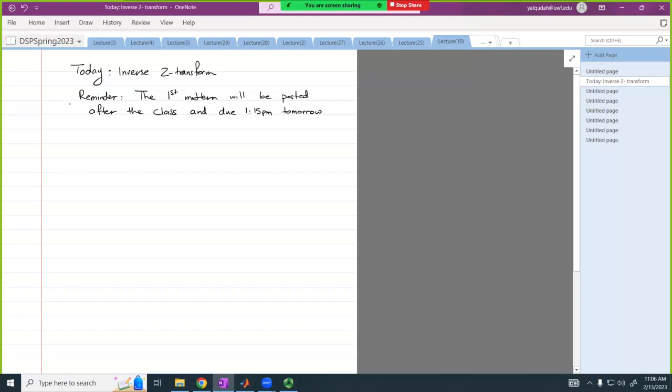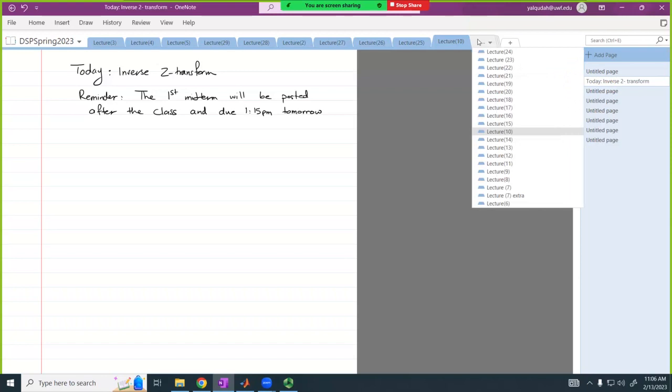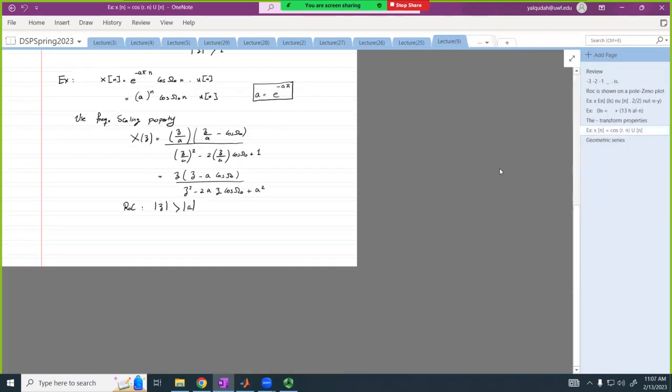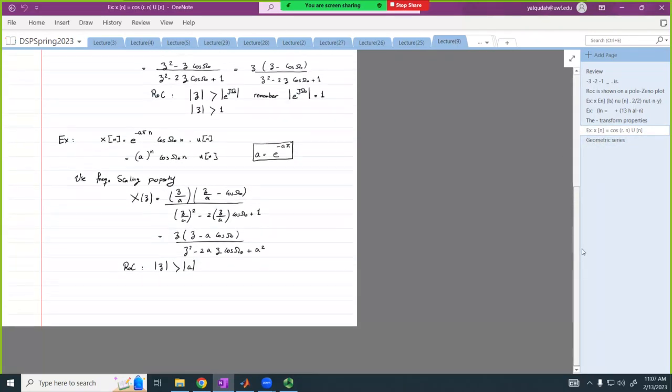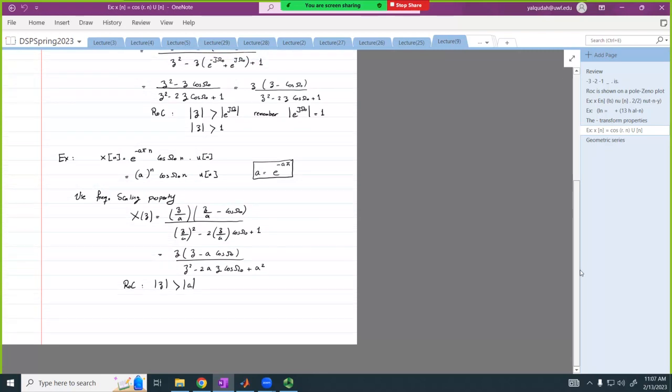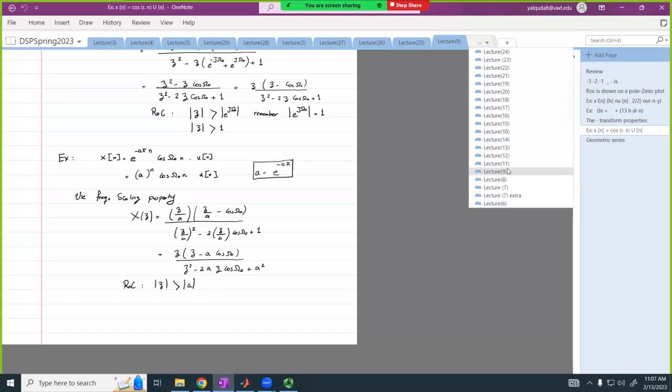In the previous class, we looked at the properties of the Z transform. I just want to go back to the last example we did. Okay, looks like we finished the previous example. So we're going to do one more example on the properties, and then we're going to move to the next topic, which is the inverse Laplace transform. Only if I can find lecture 10.